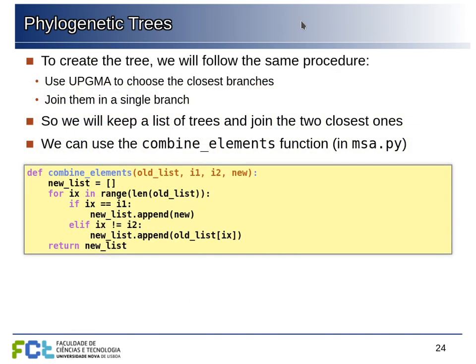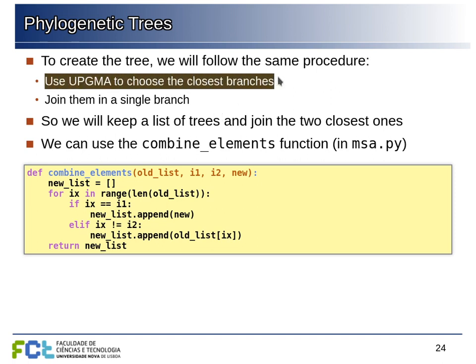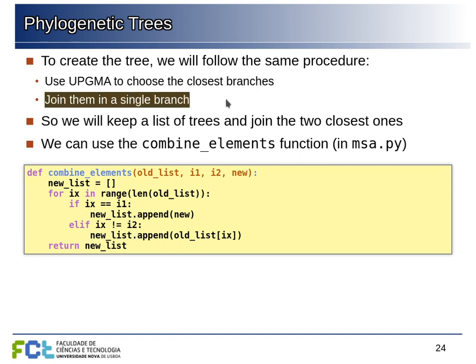Now we need to create the tree. So we're going to follow the same procedure as before. We're going to use UPGMA to choose the closest branches, and then we're going to join them in a single branch. So joining them will be creating a new dictionary with the two branches to join together as the left and right sub-branches, and then putting that in the tree.